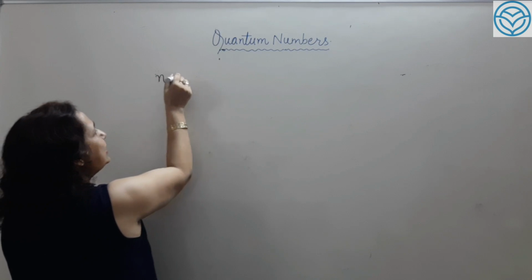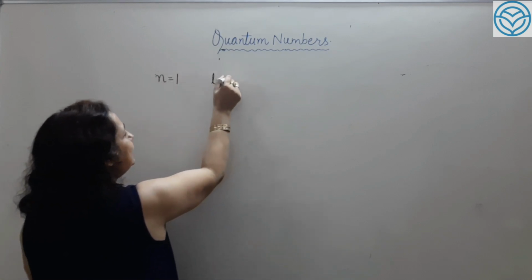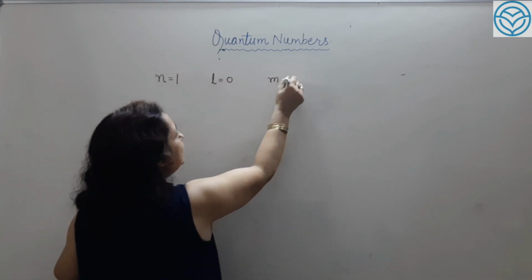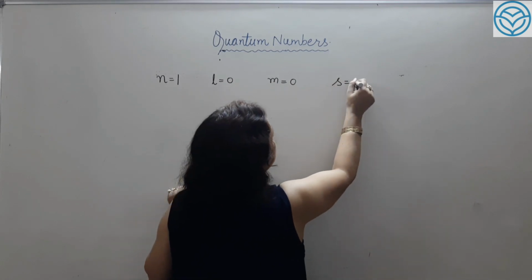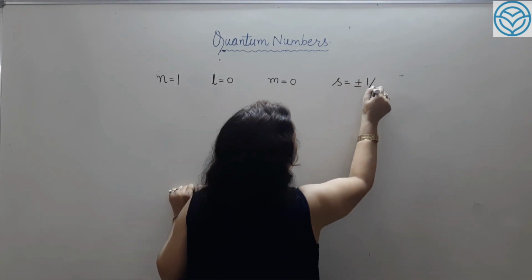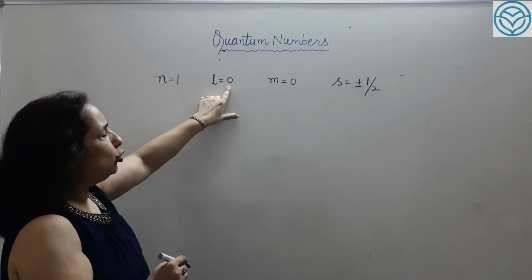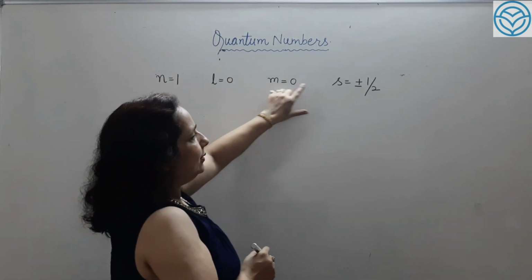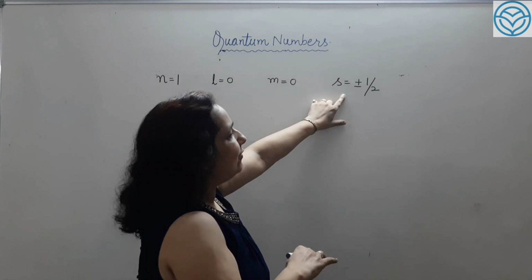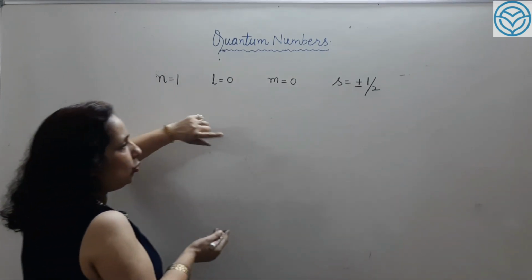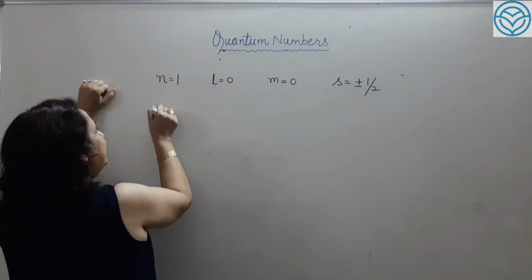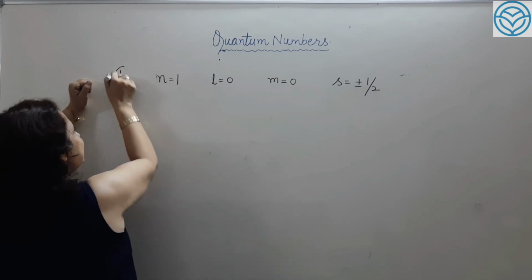N, let us suppose 1, L 0, M 0. The spin is going to be plus minus half. That means on first floor, 0 room, 0 bed, 2 electrons, one with plus half spin, another is minus half, clockwise, anti-clockwise. It is 1s.